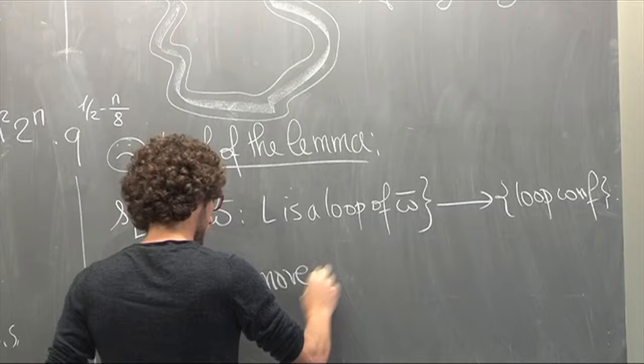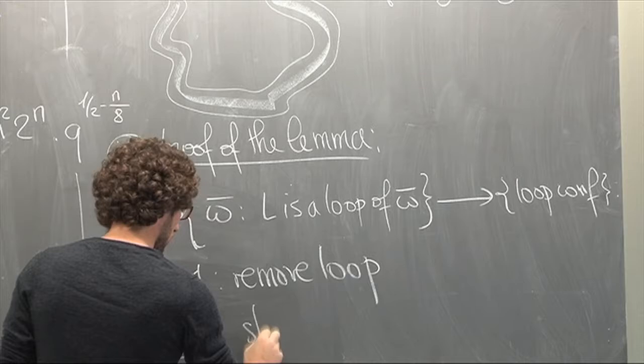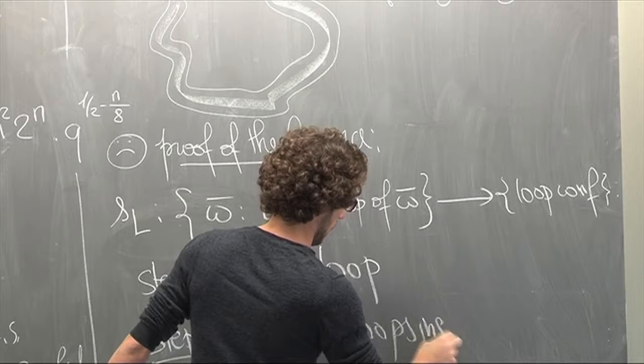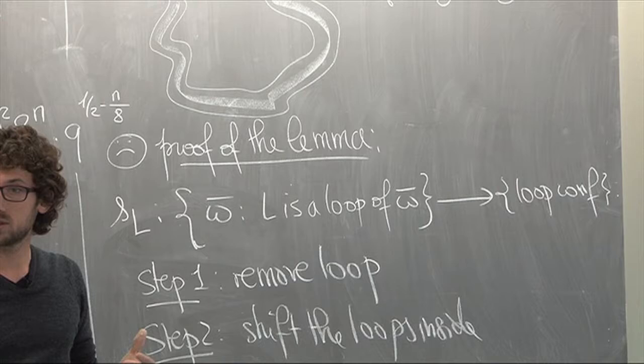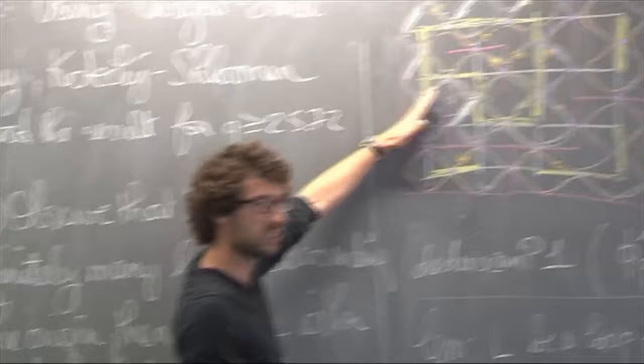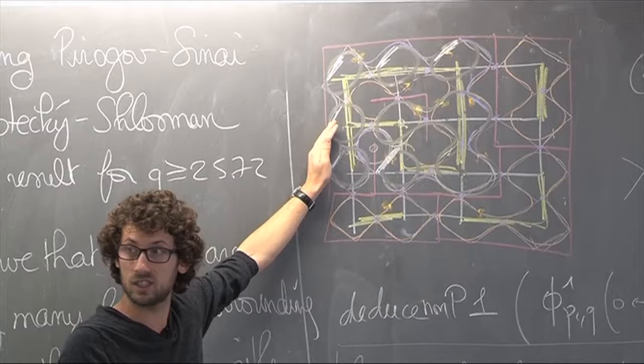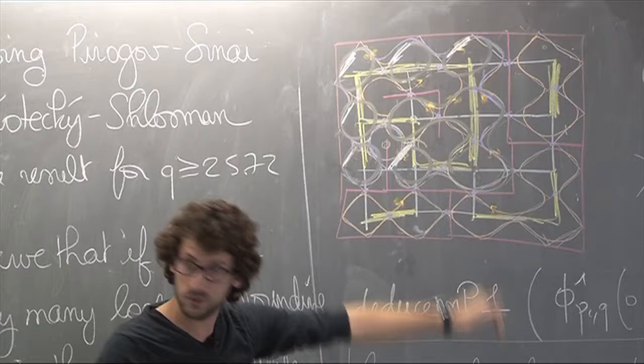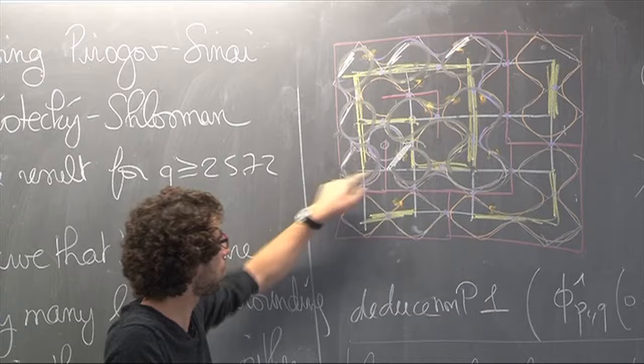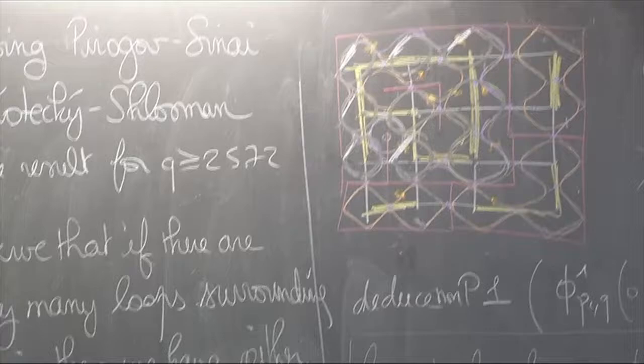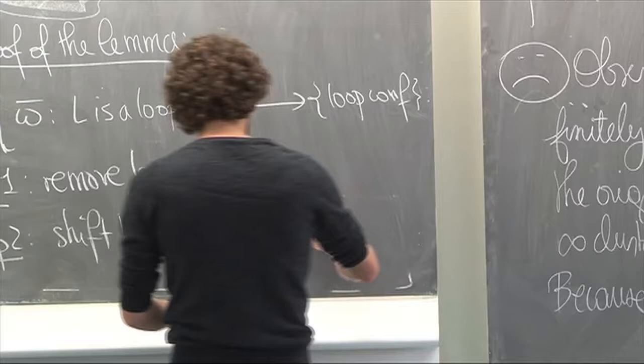Step two is going to be to shift the loops inside. Well, I have a choice. I start from the loop L, so just look at the shift. The loop L has a certain number of edges like that, certain number of edges like that, and like that. Just take the direction which is the largest, so let's say it's northwest, and shift in the direction southeast. Because this is what is going to give me the biggest number of trivial loops after the shift. So, shift the loops inside in the best direction.